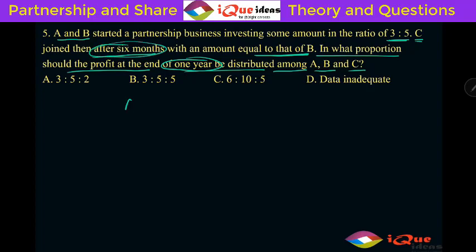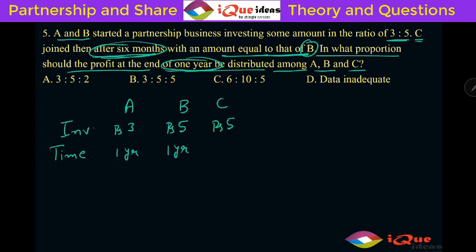C joined after 6 months. Right. So let's put it like this: A, B and C. The investment amounts of A and B are in the ratio 3:5. So let's say A invested 3 rupees, B invested 5 rupees. Now C joined after 6 months but invested an amount equal to B. The B amount is 5, so C's amount can also be taken as 5. But the time durations are different. A and B started and they were there till the end of 1 year. So the time duration for A is 1 year. Time duration for B is also 1 year. But C joined after 6 months, which is half a year. So that means he was there for only half a year.